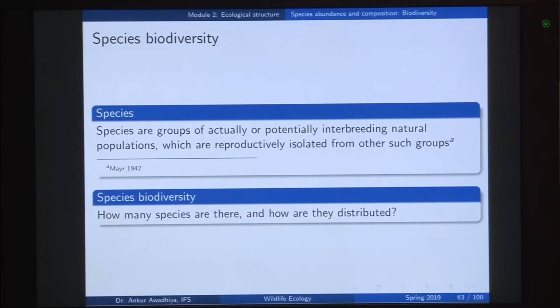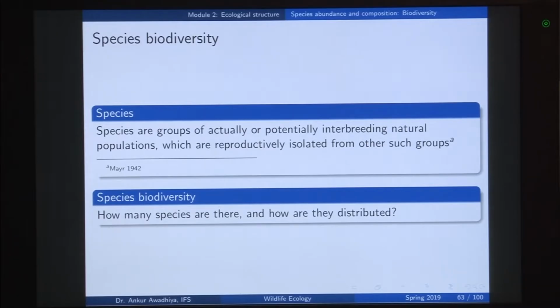So, for instance, you have a species that is called cheetal, you have another species that is called say tiger. If you try to mate a cheetal with a tiger, they would not be able to mate, or even if in extreme situations we are able to coax them to mate, they might not result in an offspring, or they might even result in an offspring that is itself infertile. So, this is meant by reproductive isolation. So, they are reproductively isolated from other such groups. So, species are groups of actually or potentially interbreeding natural populations which are reproductively isolated from other such groups.